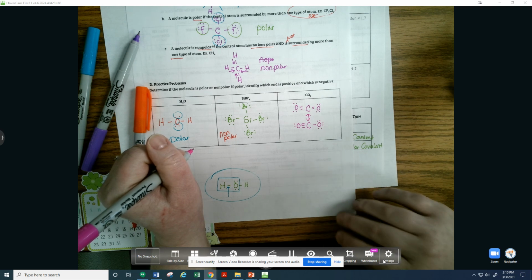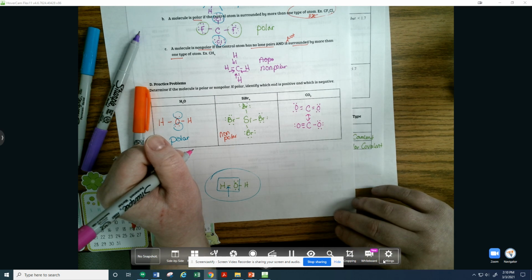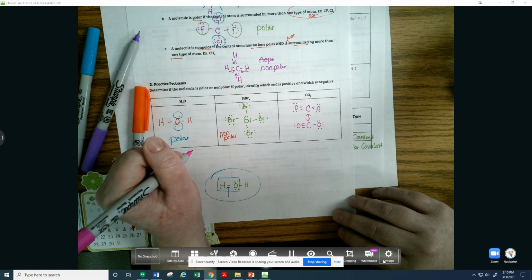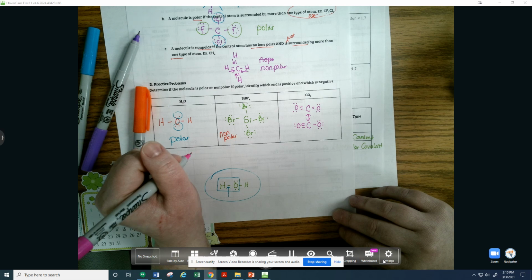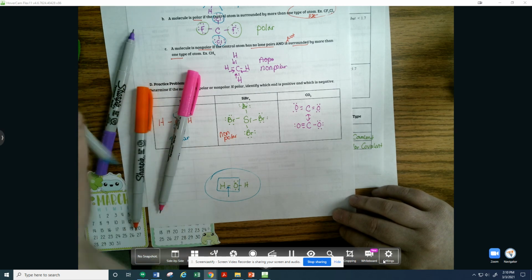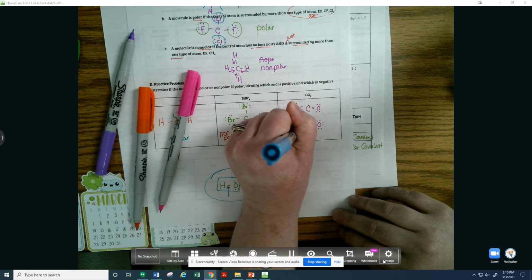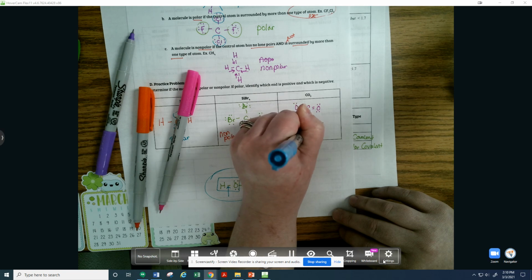You look at your central atom. Are there lone pairs on the central atom? In both scenarios, the answer is no. The next thing you have to look at is, is it surrounded by more than one type of atom? Again, it's surrounded by oxygen in both cases, so this is also going to be a nonpolar molecule.